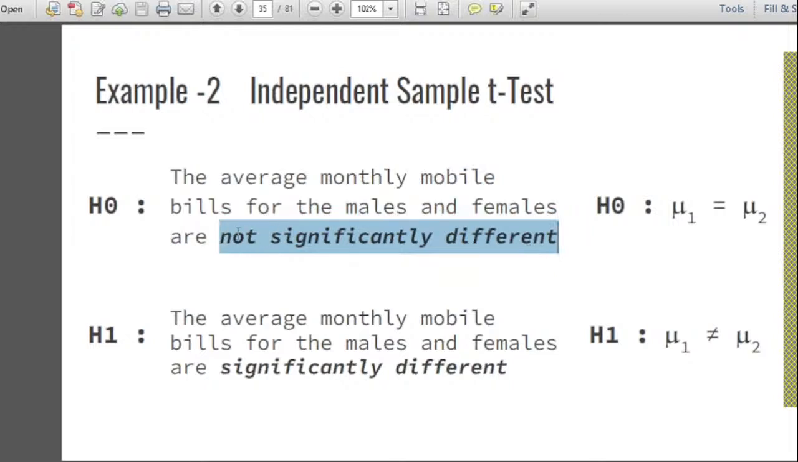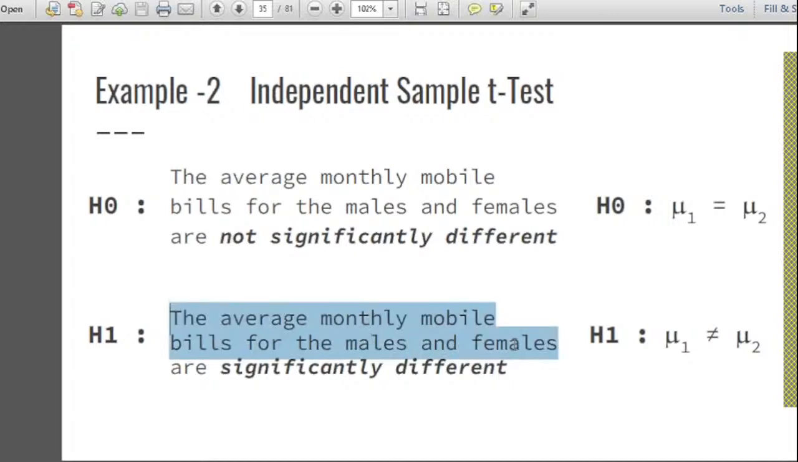Notice the words. The more you use these words, the more you start getting confidence on this topic, and it looks like you have a very good hold on these words, not significantly different, right? The average mobile bill, and H1 is the average mobile bill for the males and females are significantly different. Clear? Null and alternate is clear.